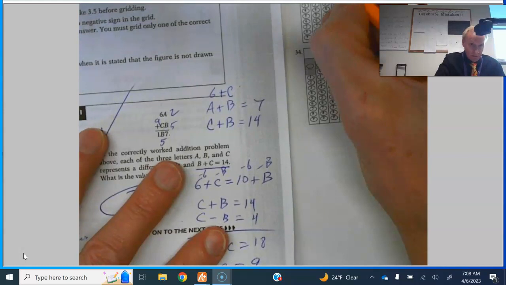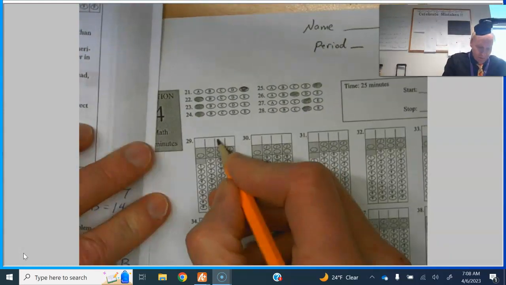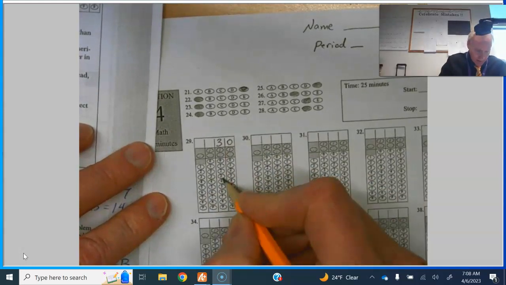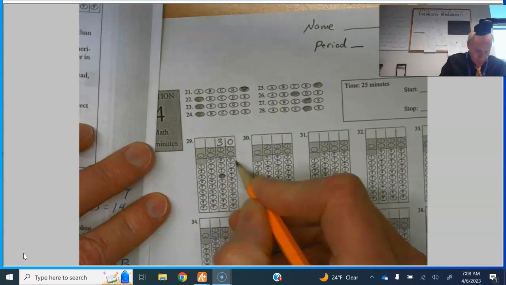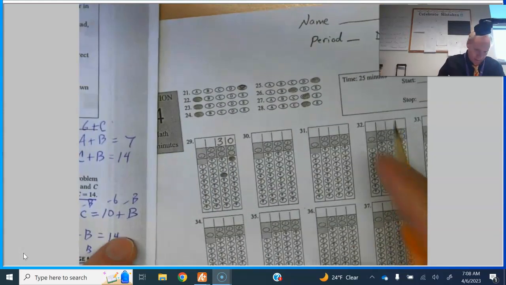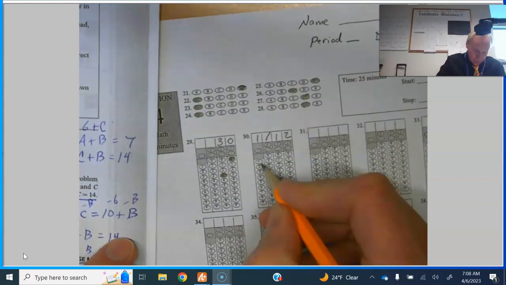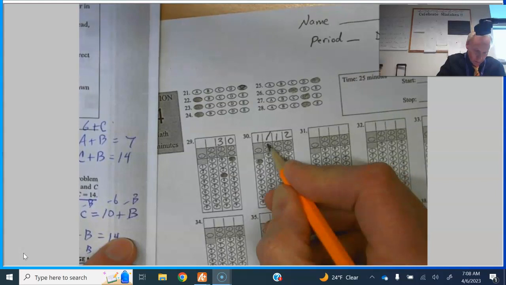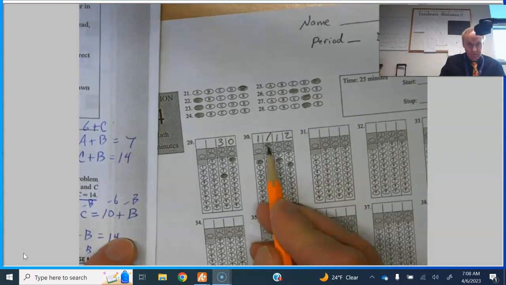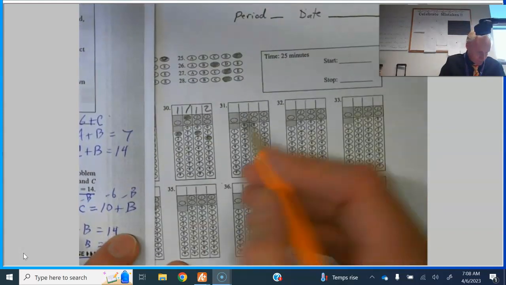Now, in my answer sheet, I want to put 30. I don't want to put 30.0 or any extra additional zeros. Make sure you fill in the bubbles. Very important. Don't just put the number. Number 30 is 1 over 12. I didn't put the decimal. I'm going to put 1 over 12. Notice that I had to use the fraction there. No mixed numbers. You can't have mixed numbers.